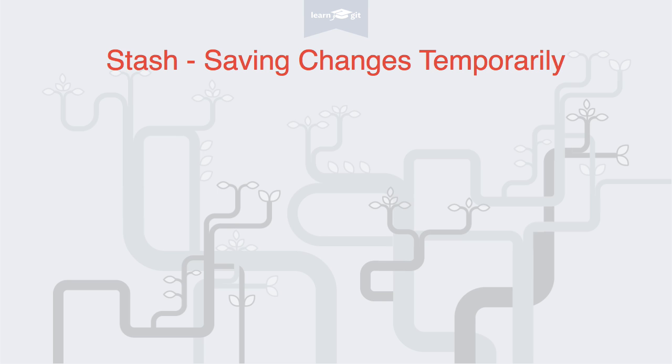Saving changes temporarily? Why is this useful? We often have to switch between different tasks. And often, this leaves us with half-done work. For example, imagine you're working on a feature when suddenly an urgent bug report comes in. You have all those modifications in your working copy. All this unfinished work that doesn't belong to the bug fix you're going to make.